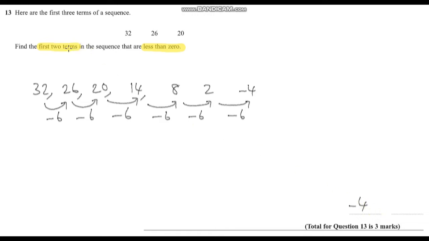But notice we need the first 2 terms. So the next one, we're going to take away 6 again, and we get -10. So our first number is -4, and our second number is -10.